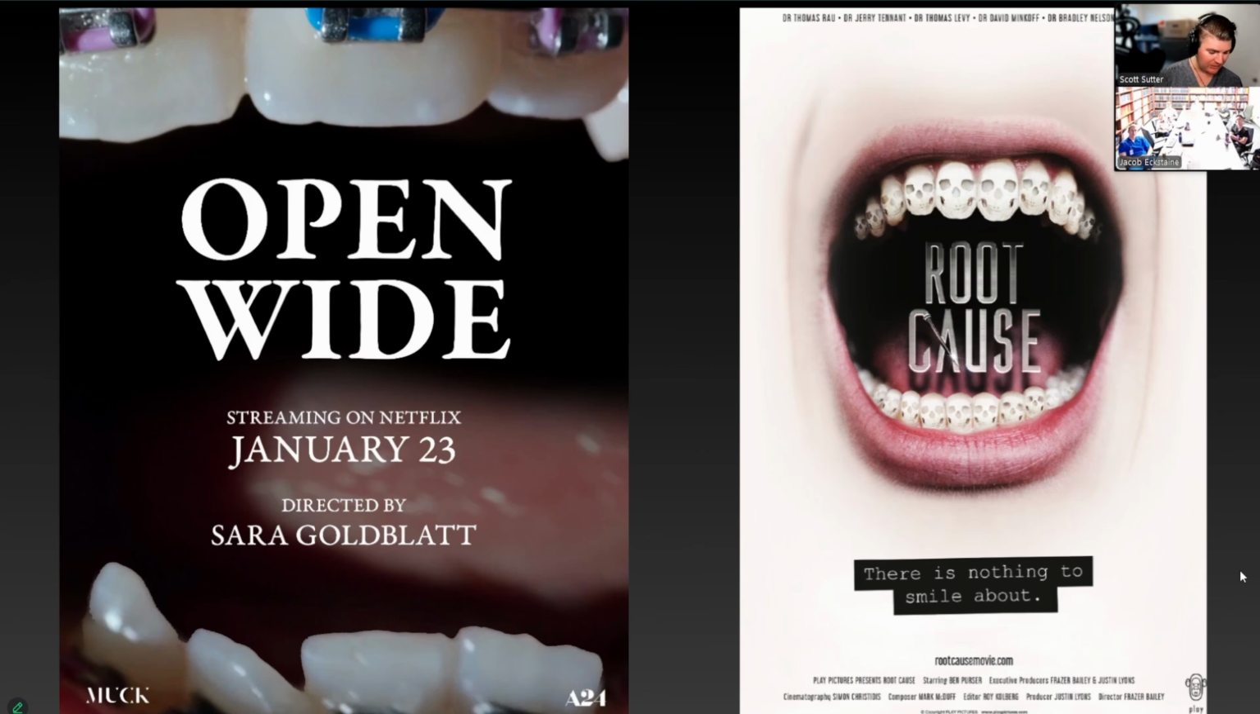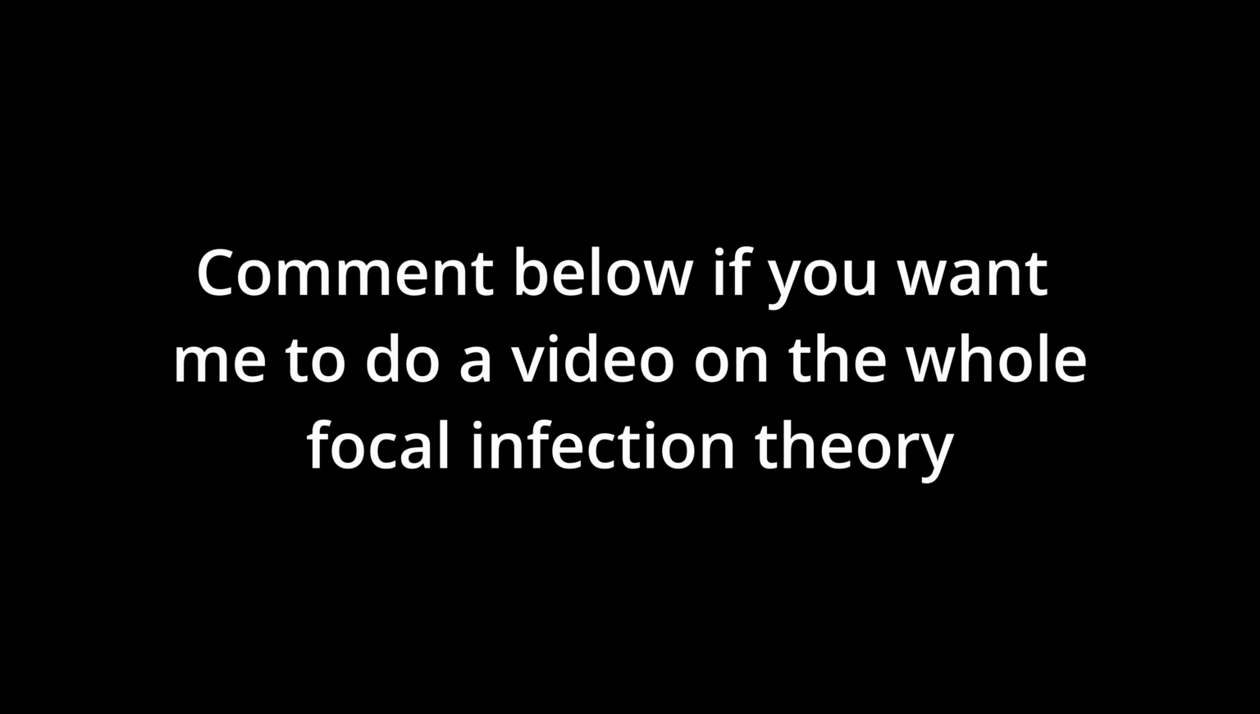And I realize why they don't like it. The orthodontists in Open Wide are just complete douchebags, but they do have a really good point, which is we have to stop pulling people's jaws back because we're causing so many of these issues. The root cause one was just a stupid thing in the first place, and it's garbage.